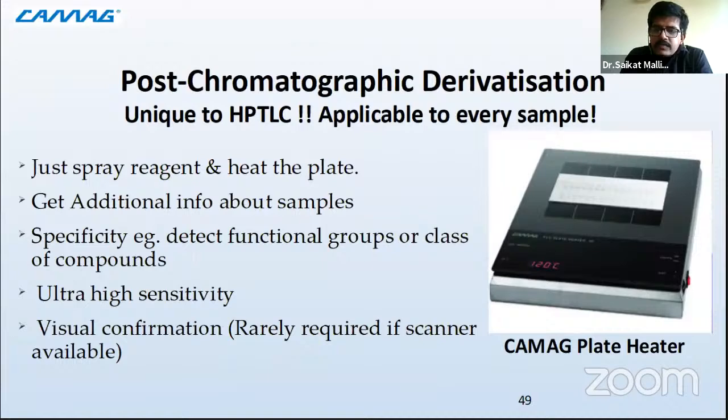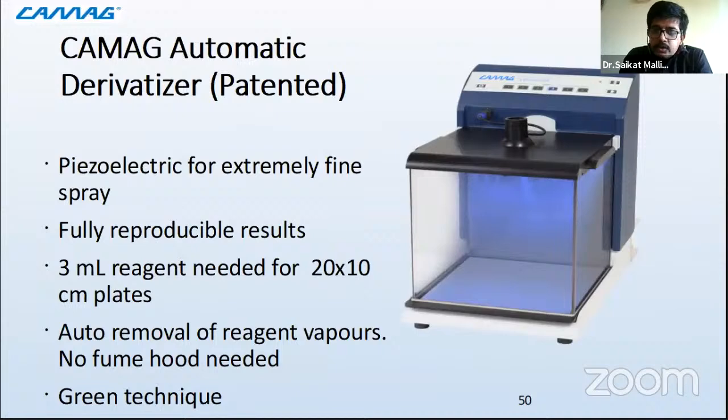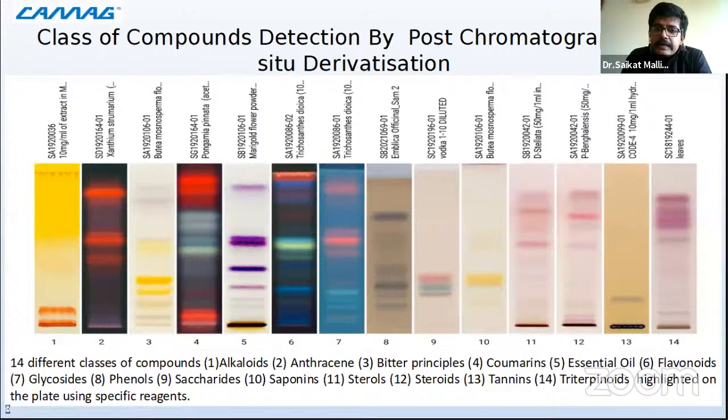This is the part of the derivatizer where we actually heat it. I'll just keep it through. And this is the instrumentation part of the derivatizer. Again, I have a video for it, which will be self-explanatory for this instrumentation. It's used for derivatization, which uses very little solvent, 2 ml and so on. And from that, what you see is an outcome like this.